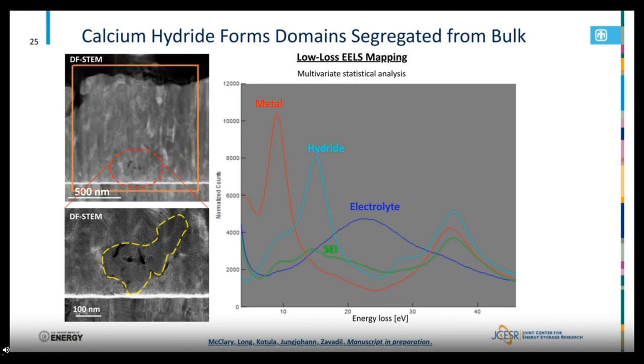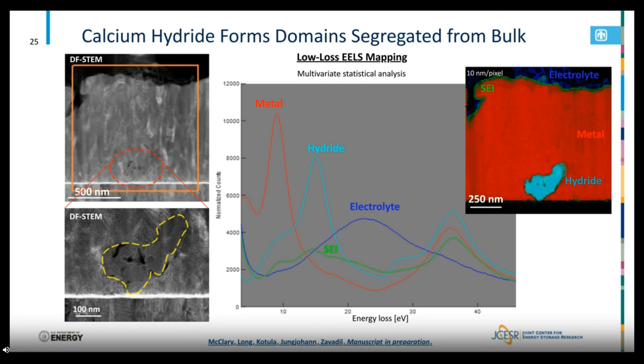You can notice that the SEI and the hydride are distinctly different. They do have similarities, but they are distinctly different. When we map those components, what we see is that the SEI, which is located where you'd expect it on the surface of the metal, mapped as green here, is not showing up in the hydride, and the hydride is not showing up in the SEI.